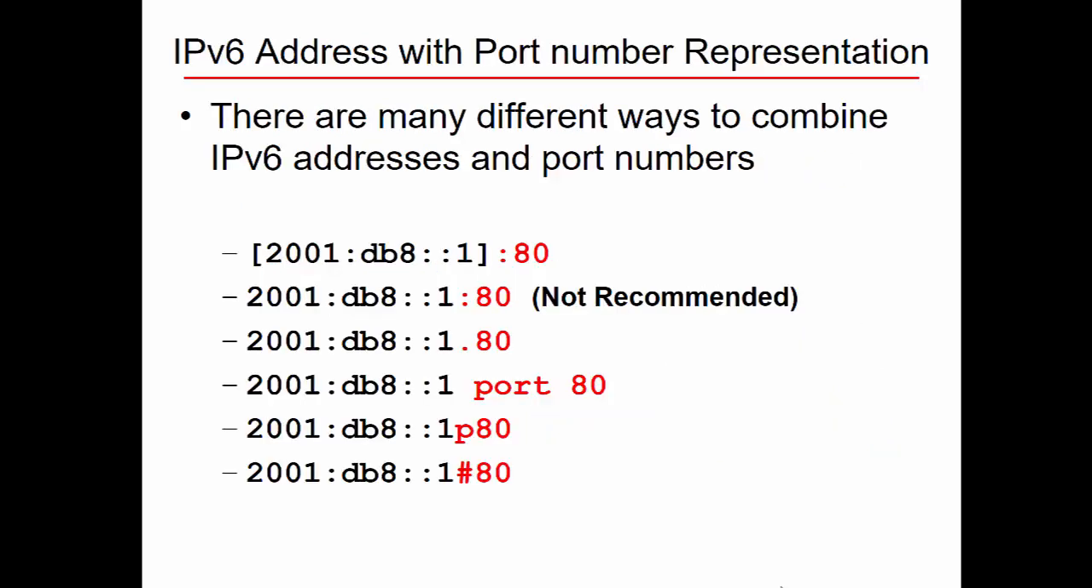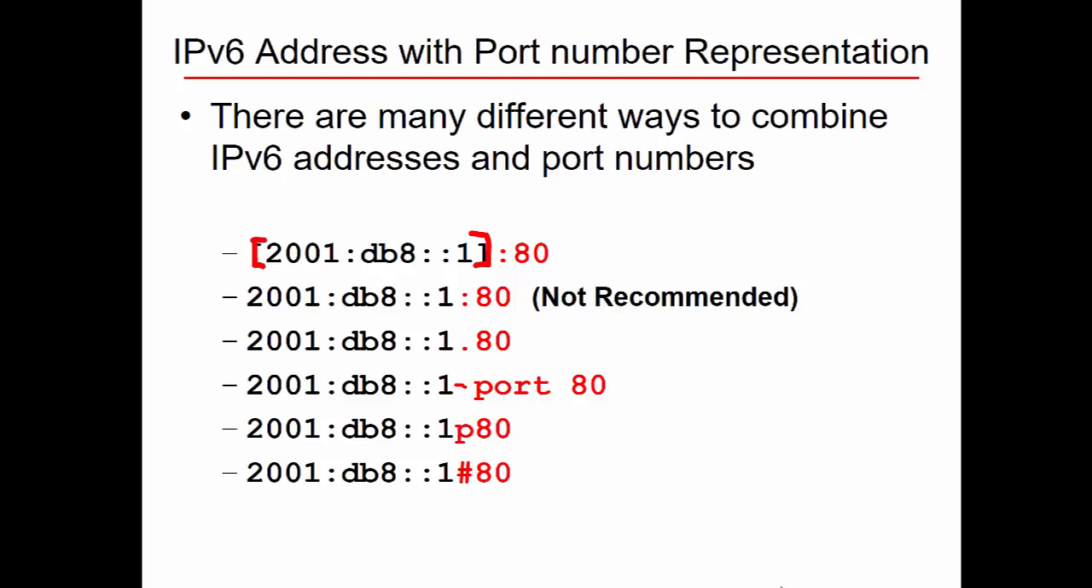IPv6 address with port number representation. Can you still recall in the IPv4 transport layer how we represent our sockets? We put in an IPv4 address followed by a colon and a port number. It cannot be done this way for IPv6. If you wish to use a colon followed by a port number, then you need to use square brackets to enclose the IPv6 address.